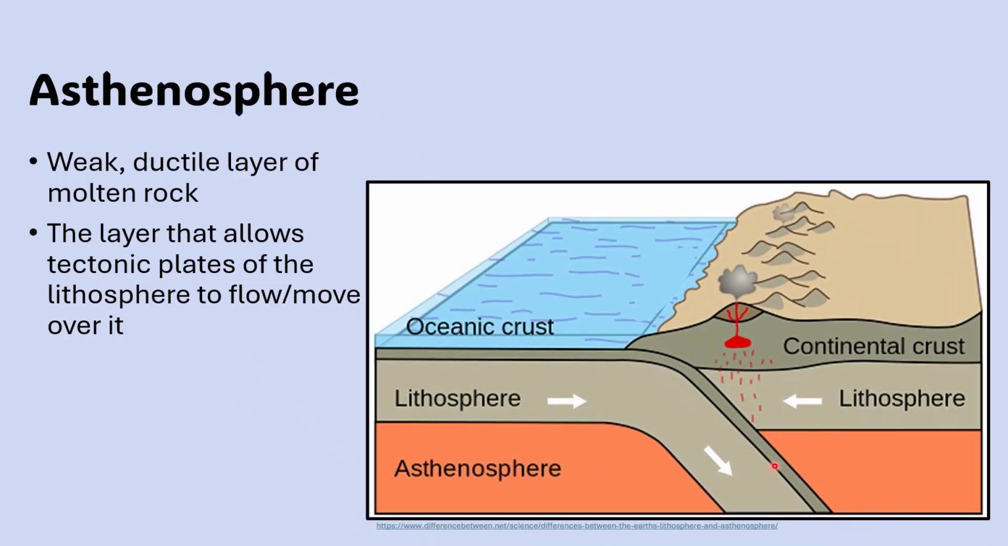So coming back to this picture, we can see the lithosphere, with arrows showing how it moves, and then this liquid molten asthenosphere underneath.